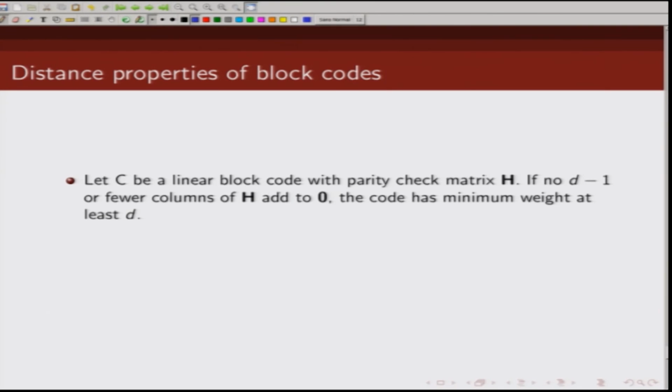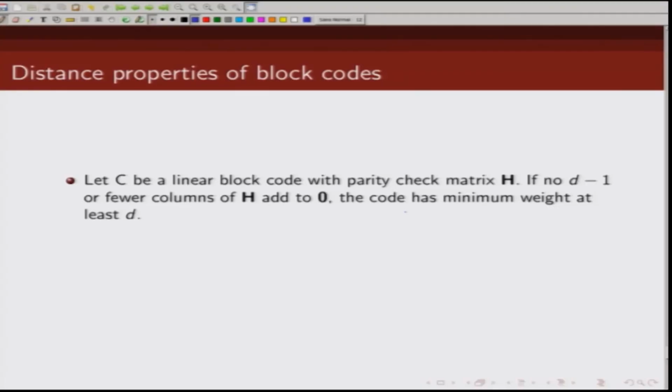If C is a linear block code with parity check matrix given by H, and if no D minus 1 or fewer columns of the parity check matrix add up to 0, then the code has a minimum weight of at least D. So, the minimum distance of the code is at least D if the vector sum of D minus 1 columns or fewer columns of this H matrix does not add up to 0. It means the linear block code has a minimum distance of at least D.